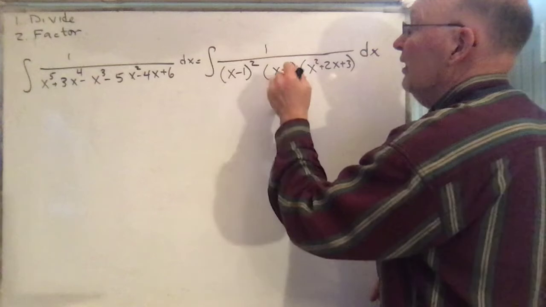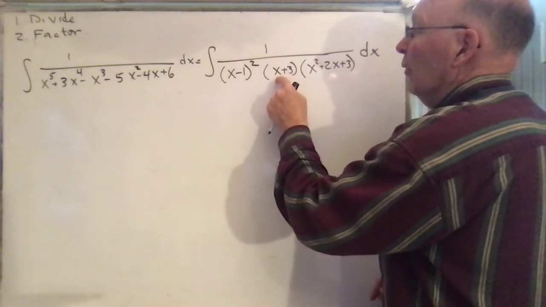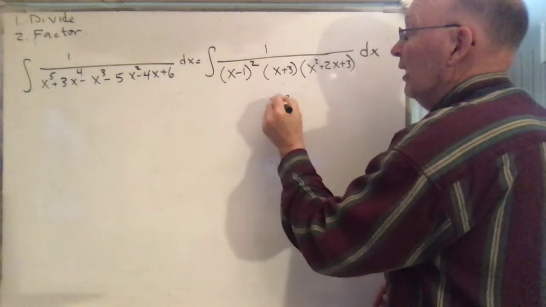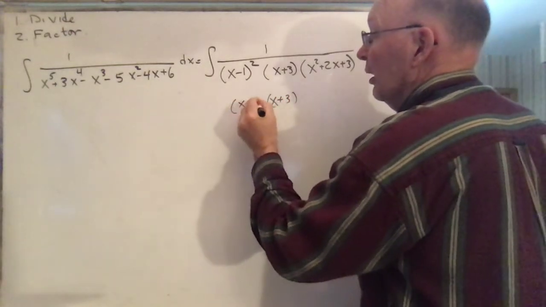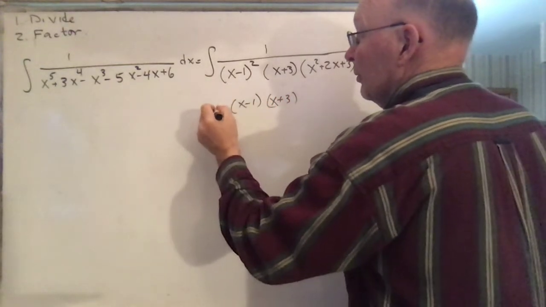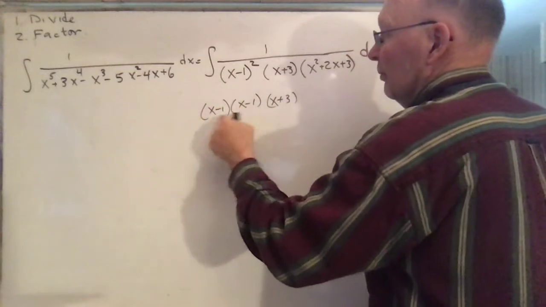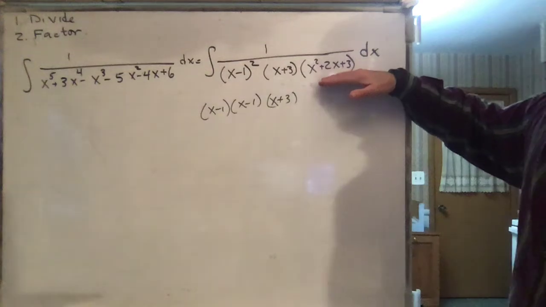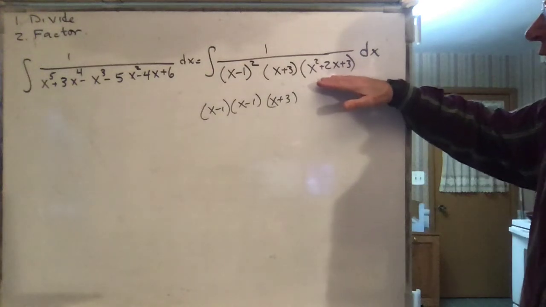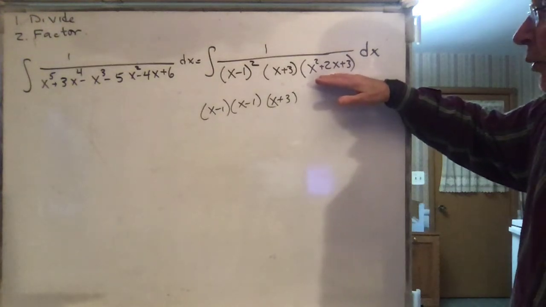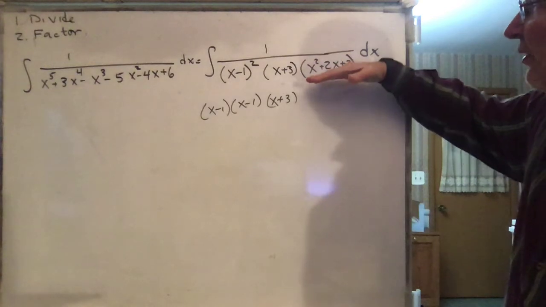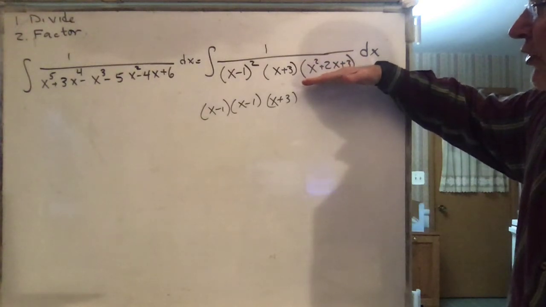A linear term means that you have the highest power of x is just 1, so this is a linear term. Here's another linear term. Here's another linear term. Okay, you got two of them there. They're squared, but they're all linear terms. This is a quadratic term, okay? This can't be factored anymore without getting into complex numbers. So if you're going to stay away from complex numbers, that's factored as much as it can be.